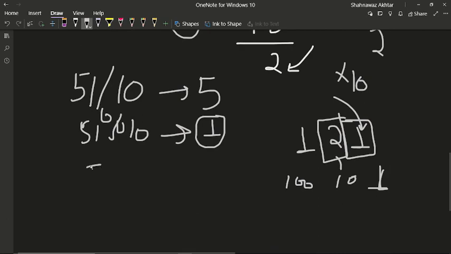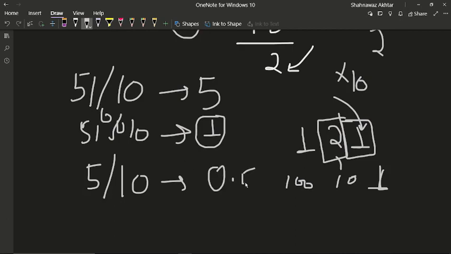Now you have 5. Now you will divide 5 by 10. If you divide it by 10, it will give 0.5, but in integer, I have already told you that it does not support the decimal point. So it will discard the content after the decimal. Now you will get 0. And what is the remainder? If you divide 5 by 10, the remainder is 5 itself.